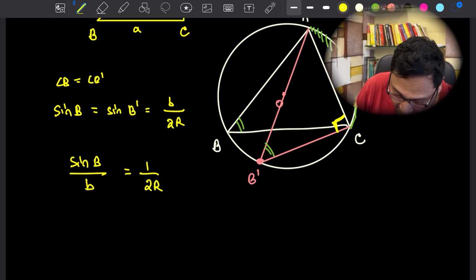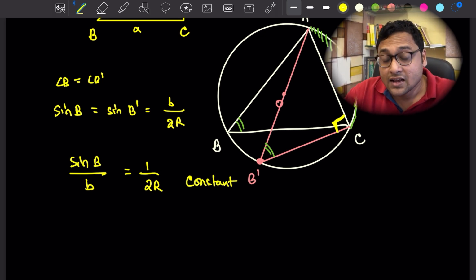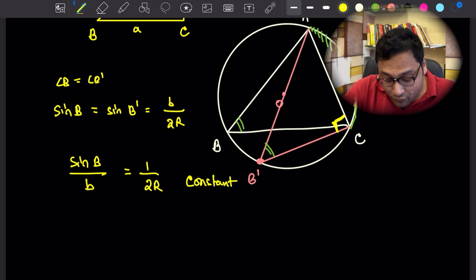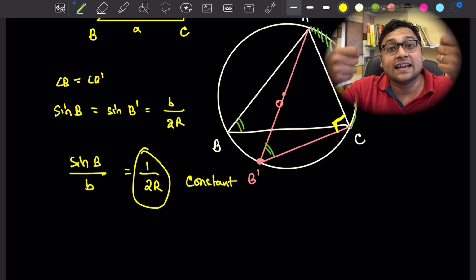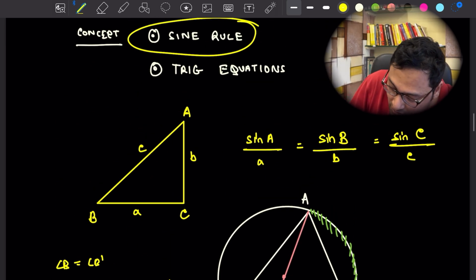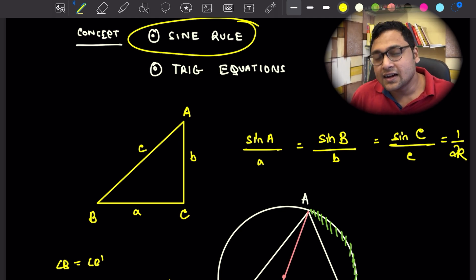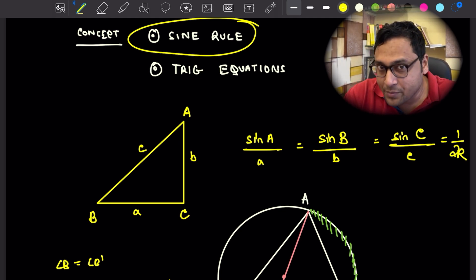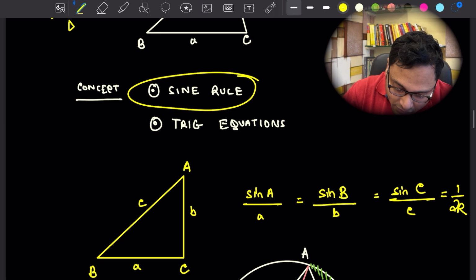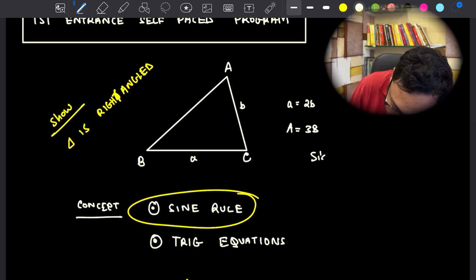That's a constant with respect to this particular circle. You can do the same thing, and easily show that 1 by 2r is also equal to sine A by a and sine C by c. So all three of them are equal, and in fact they're equal to 1 over 2r. This is the sine rule and how you can prove it. Alright. So in this particular picture, we have sine of A by small a is equal to sine of B by small b.